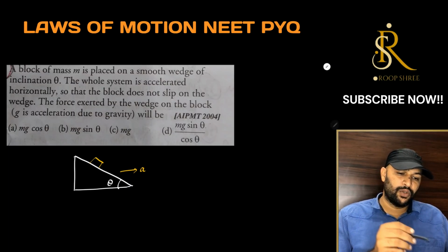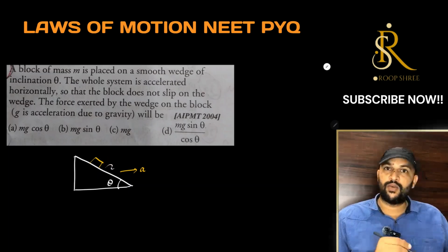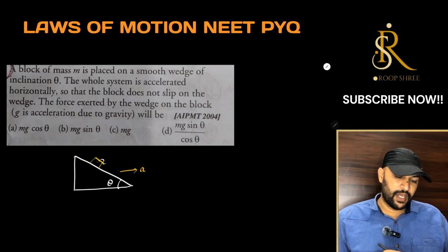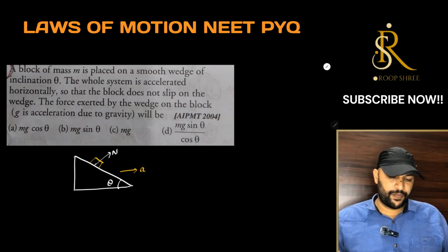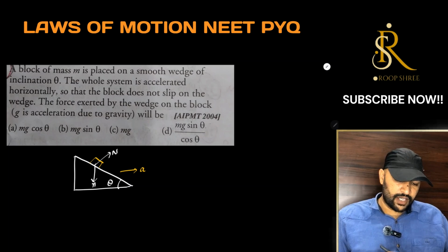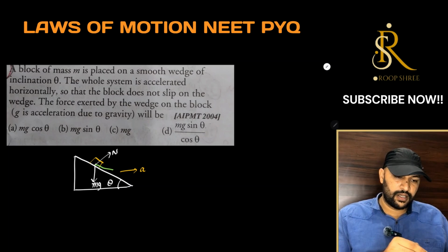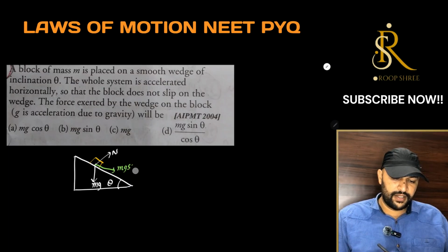What is very important is to try to understand what are the net forces acting on it. Great. So there is a normal reaction N. Weight acting downward, mg. Clear? And we know the component of weight in this direction will be mg sine theta. So let me just remove this acceleration for the time being, mg sine theta. And let's write the acceleration over here.